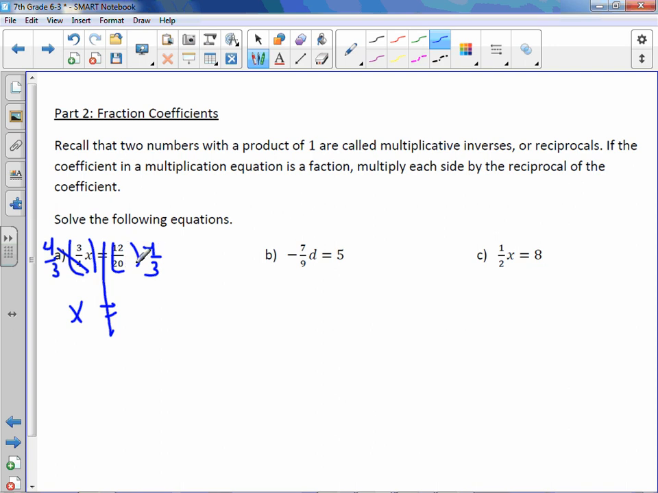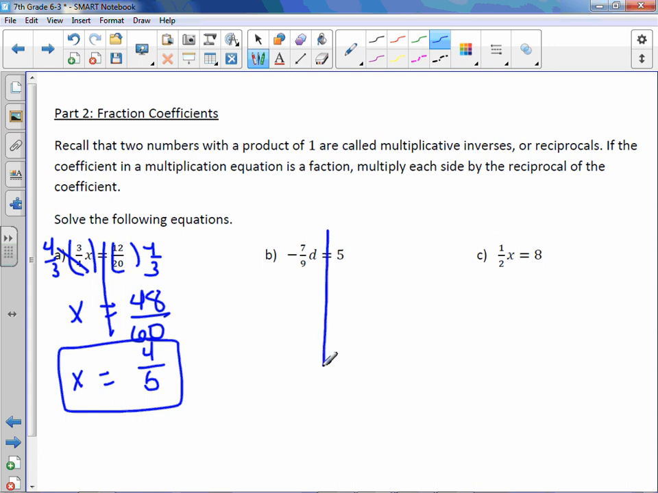So we have 12 over 20 times 4 over 3. 12 times 4 is 48, and 20 times 3 is 60. Here we can divide by 12 to reduce, and we get 4 over 5. So x equals 4/5.